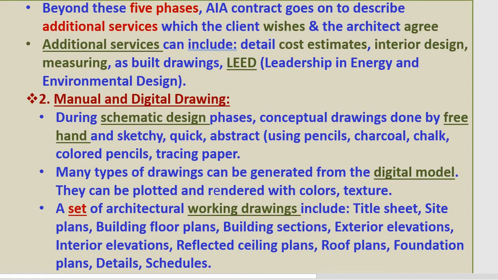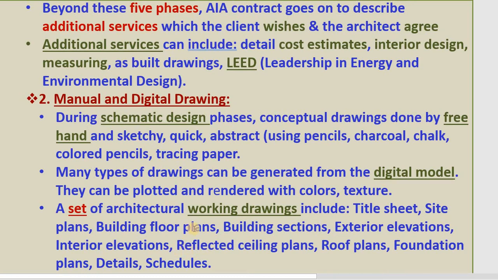About manual and digital drawing: manual means the one you draw by hand. Usually we used pencil, chalk, color pencil, and tracing paper. Tracing paper is very thin paper you can draw on and see through. So basically this is manual. Many of these drawings can now be generated digitally on the computer.